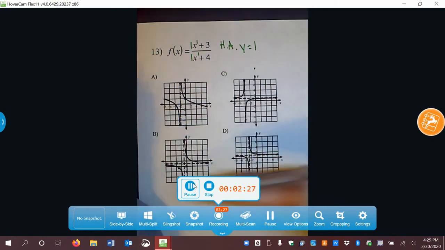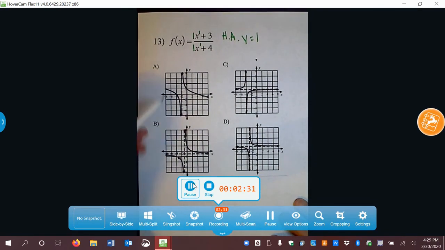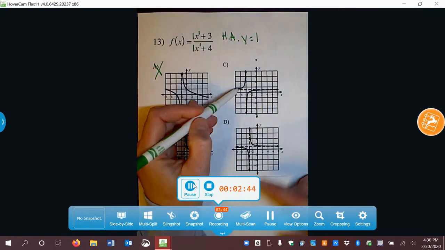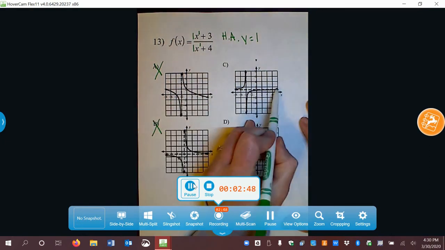So horizontal dashed line. If you'll notice on the graphs, A does not have a horizontal asymptote, so that's not it. B has a horizontal asymptote, but it's here at -1, so that's not the right answer. So you notice C and D both have horizontal asymptotes at 1.